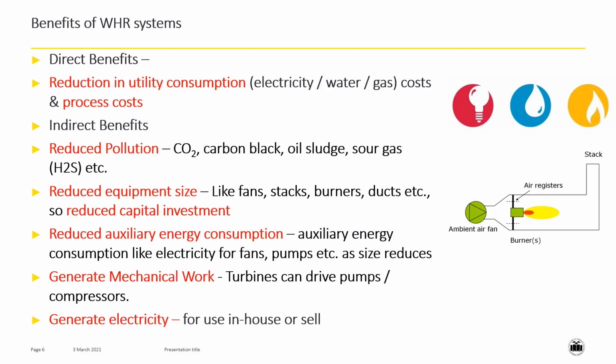There are certain benefits of waste heat recovery systems. Direct benefits include reduction in utility consumption, that is electricity, water or gas consumption. Also process cost gets reduced. Indirect benefits include reduced pollution in terms of carbon dioxide, carbon black, oil sludge in crude oil industry, sour gases which contain hydrogen sulfide, etc.